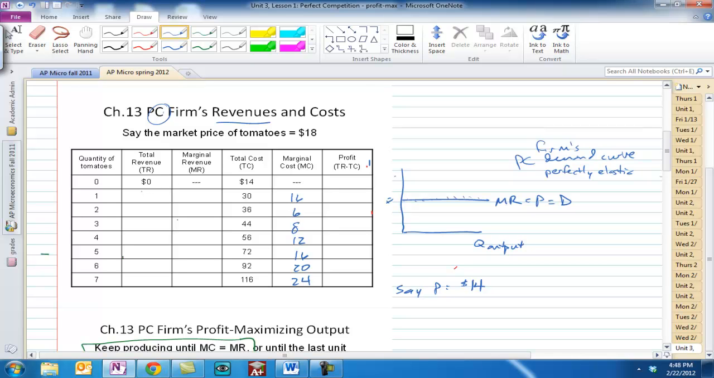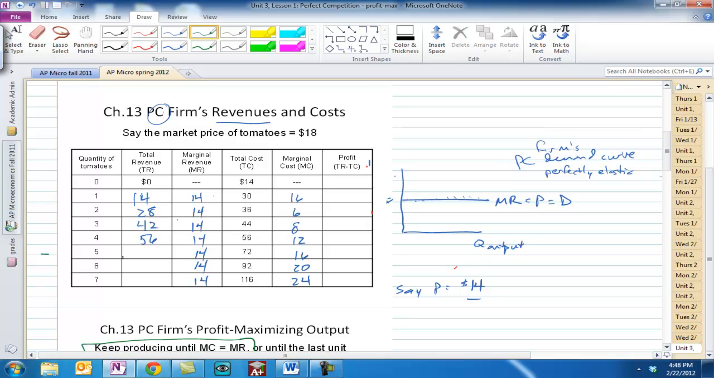Now our total revenue numbers are going to change: 14, 28, 42, 56, and so on. Our marginal revenue is going to change to be 14 each time. Remember, the marginal revenue is equal to the market price of the good. So just by looking at this, you should be able to tell how much the firm should produce if the market price is 14.